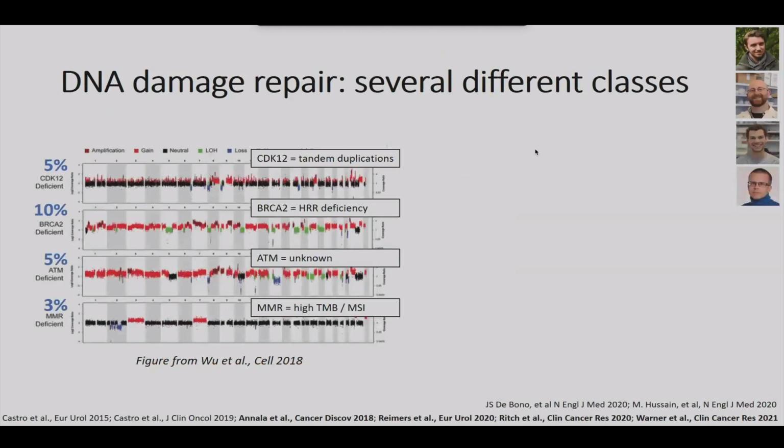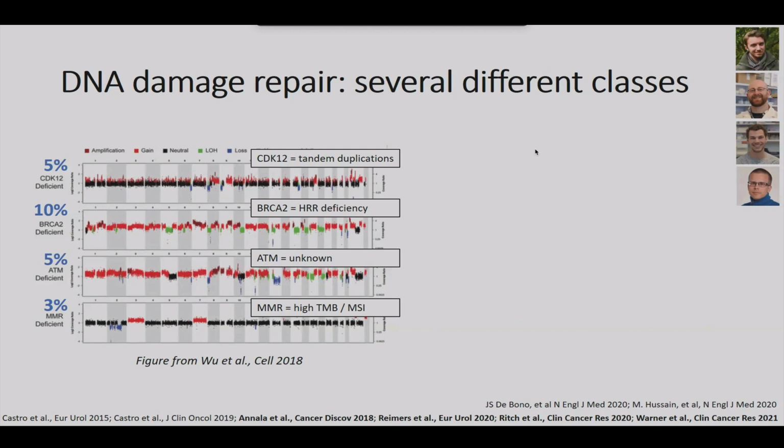In prostate, we know that there are several different classes of DNA repair defects. So although I've just said we can group all these tumors together, the reality is each of these different types of alterations has different downstream effects. And I'll show you why this is relevant. So here I'm showing the four major classes of repair defects in prostate cancer: CDK12, BRCA2, ATM, and then mismatch repair deficiency. There's a constellation of genes that contribute to this.